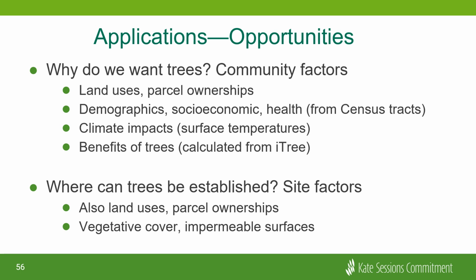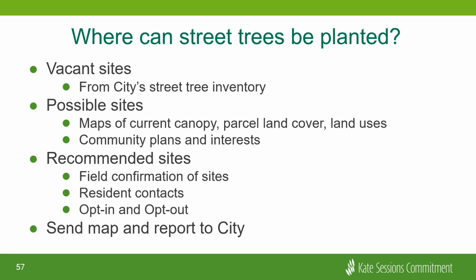Tree maps invite us to imagine opportunities. Large tree planting efforts depend on community factors that are easily visualized on maps. Site suitability can be related to land use and property ownership and vegetative cover. Impervious surfaces show where trees can't be planted. Communities can start with the vacant sites and then look at land cover maps, land uses, and community interests to identify possible sites. These need to be confirmed and residents assured that they can opt in or opt out.